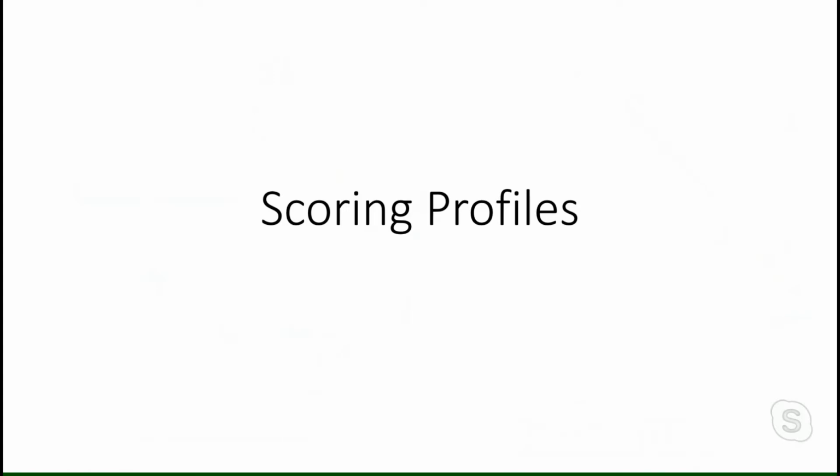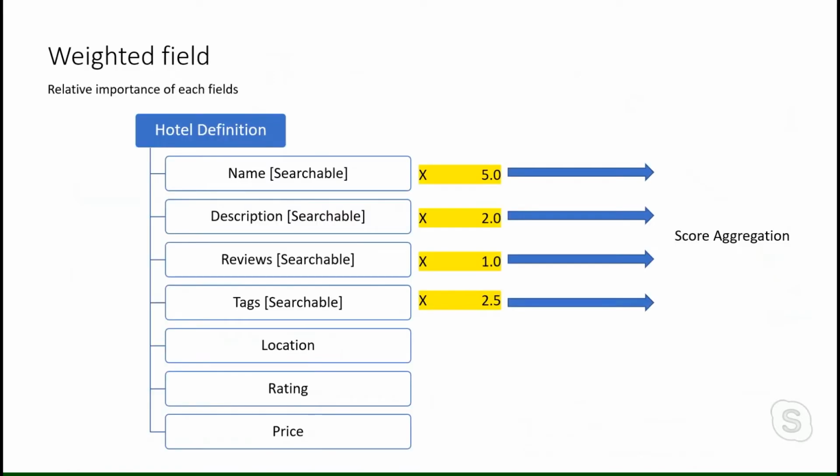So scoring profiles, the way it works. Here on the screen, this is just an example of an index definition. All the examples that I gave so far were where we treat the contents as being just one mass of text. In reality, most documents have structure and are comprised of various fields which can be searched on. For example, here we see a document describing a hotel. It has a name, a description, reviews, tags, and also non-text-based fields such as metadata, location, rating, and prices.